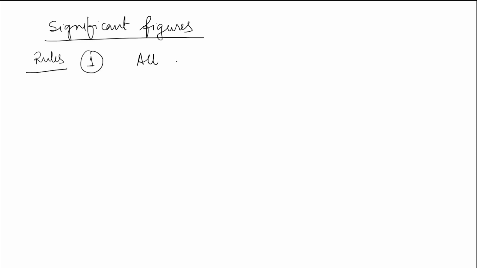तो देखते हैं एक एक करके क्या क्या रूल है. So the number one rule is all non-zero digits, listen carefully, all non-zero digits are significant. I repeat, all non-zero digits are significant.